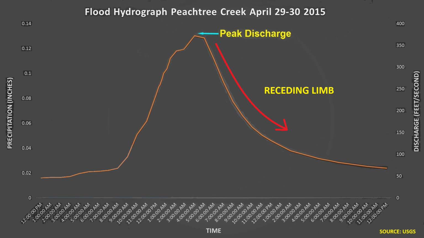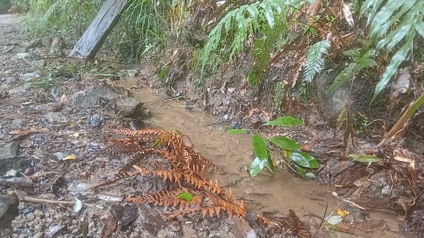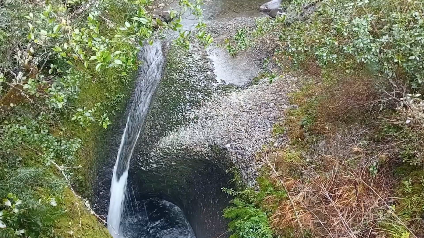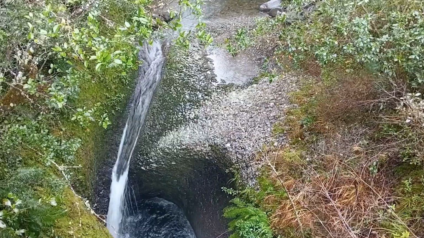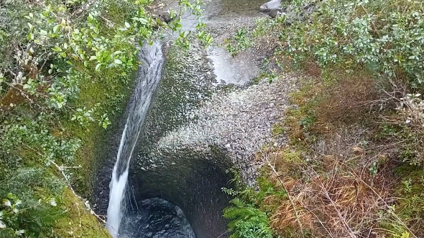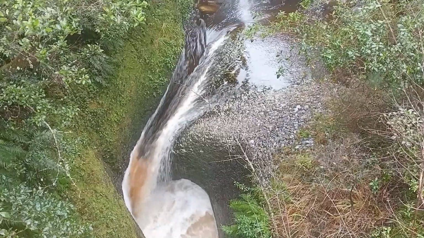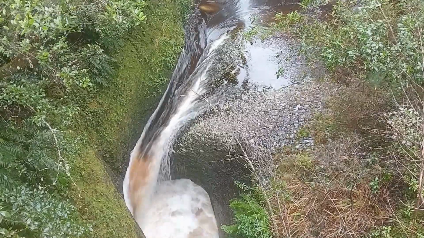The subsequent steep decline on the hydrograph represents the fall in discharge back to base level and is known as the receding limb. Since most rainwater falls onto the land before making its way into rivers, there is a lag time between the time of peak rainfall and peak discharge. A flood hydrograph can be used to work out how quickly this occurs.